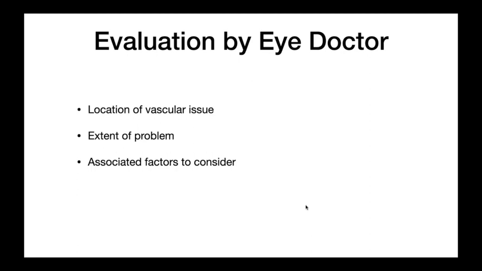Number one, he can determine the type of vascular problem it is, the location. Is it an artery? Is it a vein? Is it a vitreous hemorrhage? And also the extent of the problem. Do the therapies have to be aggressive? Can it be conservative? And also associated factors to consider. Is the pressure elevated? Are there other conditions that need to be treated?